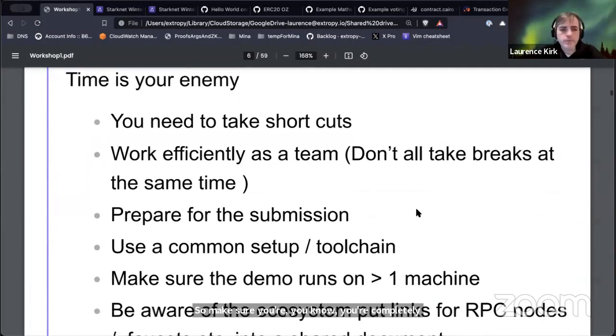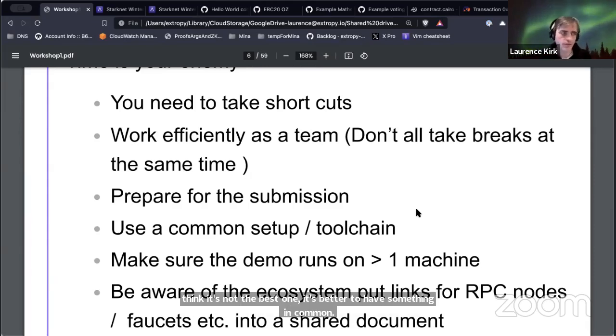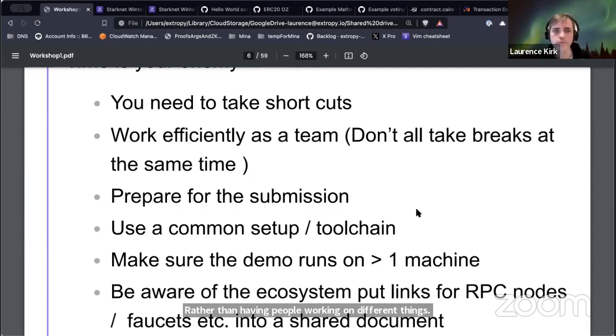Within your team, make sure you have a common setup and tool chain. You don't want to be spending time translating between or organizing different tools between the different people in your project. So choose a particular tool chain or a setup and then stick to that. Even if you think it's not the best one, it's better to have something in common rather than having people working on different things. It's going to introduce friction into your work.